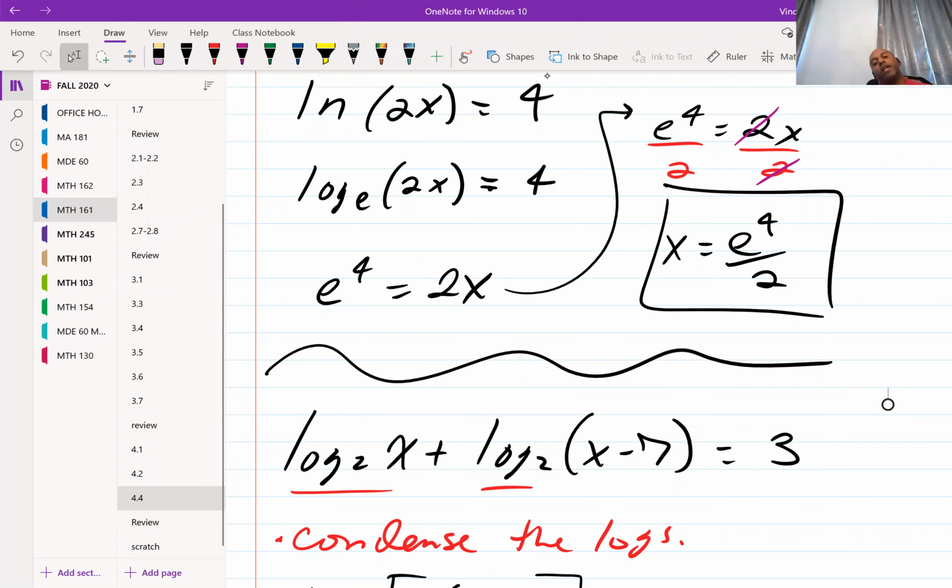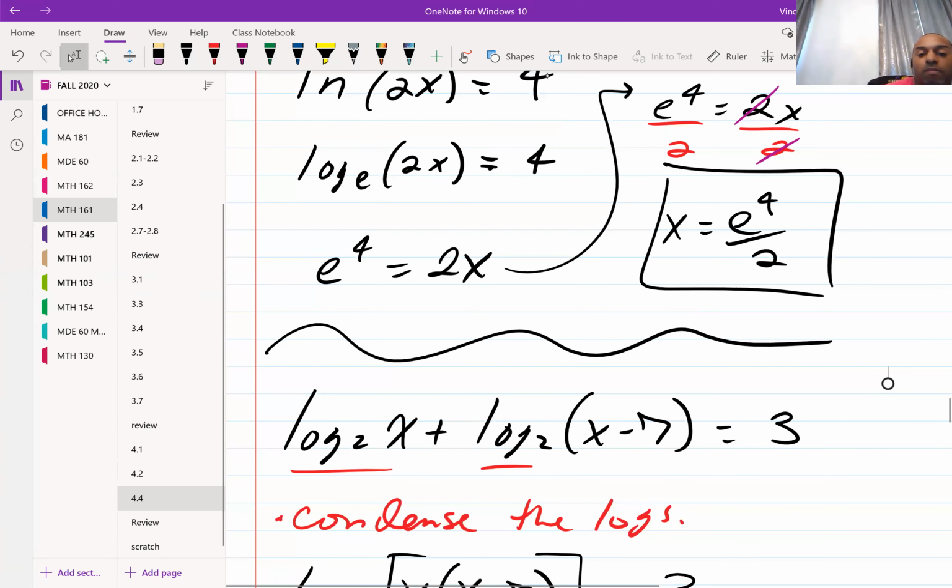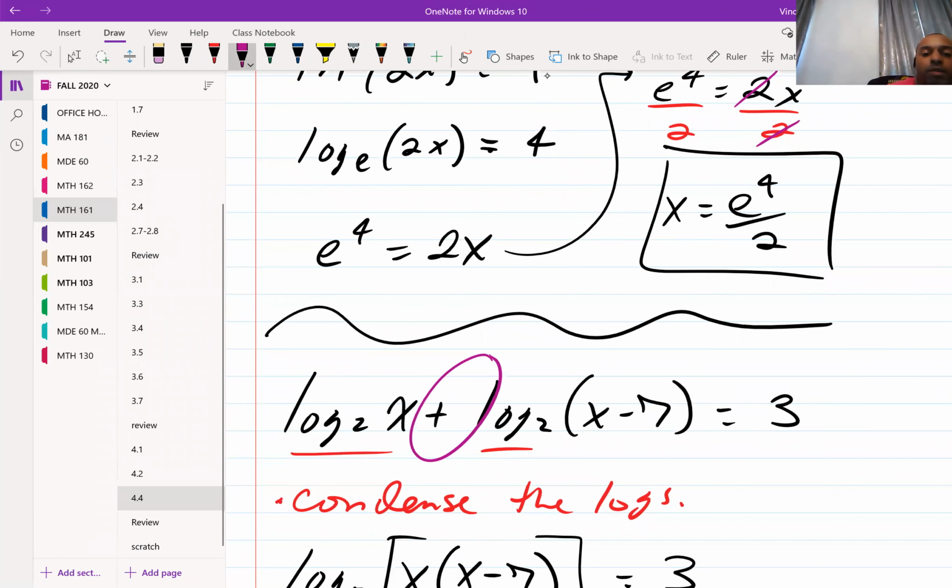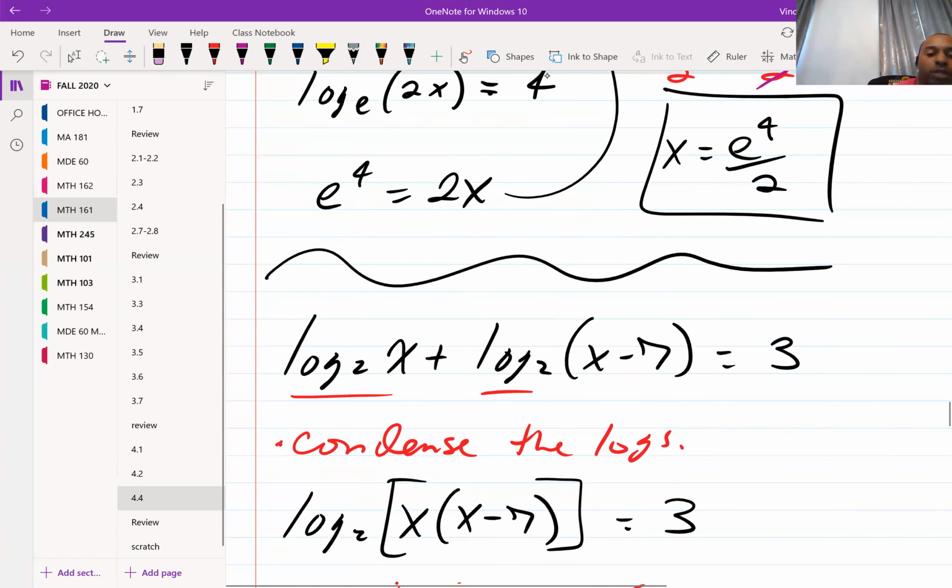All right. Next one, we have log base 2 of x plus log base 2 of x minus 7 equal to 3. So you see the method here. Option for us is to condense our logs, bring our logs together. Notice both of our bases are 2. So remember, if your bases are not the same, then you wouldn't be able to do this method. But since it is addition, that means I can bring them together with multiplication. So that's log base 2 of x times x minus 7 equal to 3.